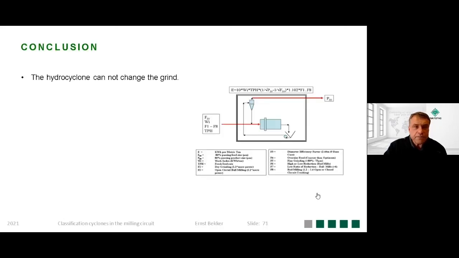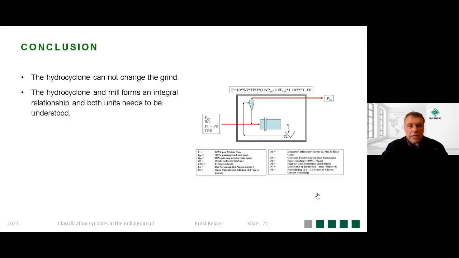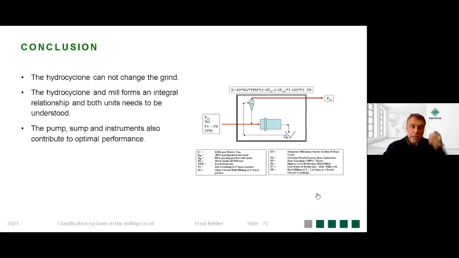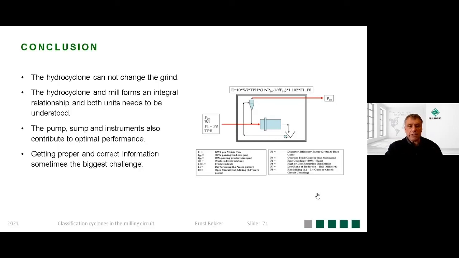So in conclusion, the hydrocyclone cannot change the grind. I trust we will now understand that concept. But the cyclone and the mill form an integral relationship, and that we need to understand. But don't forget about the pump, the sump, and the instruments. Constant level control and constant operation all impact how the cyclone operates, and then the impact it can have on the mill itself. Getting proper and correct information is sometimes the biggest challenge, because you cannot work with information where half the sample was sampled today and the other half was sampled 2 months ago. That does not work. We need accurate information to give you accurate answers.